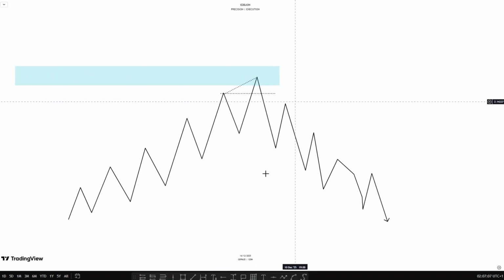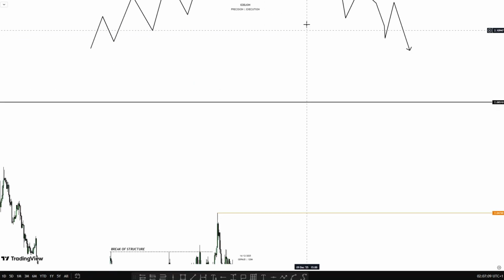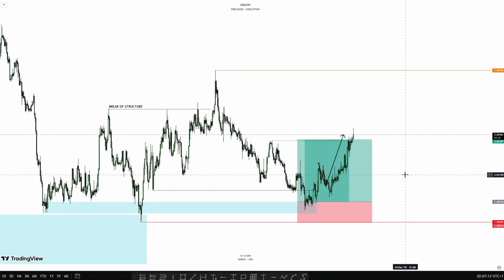So these are to spot high probability market structure shift. The rest are just break of structure. So that is different. That is this thing. So I hope you guys understand the trade.